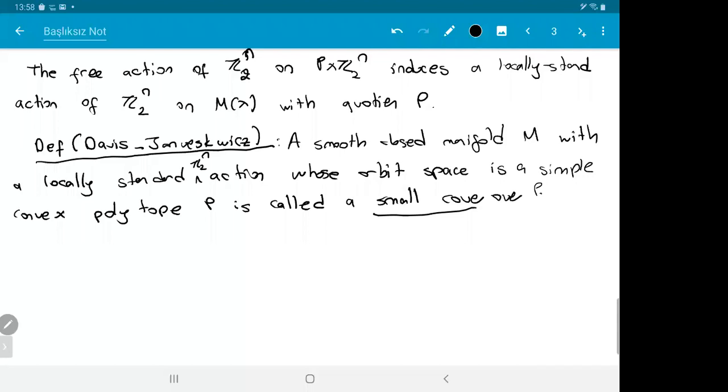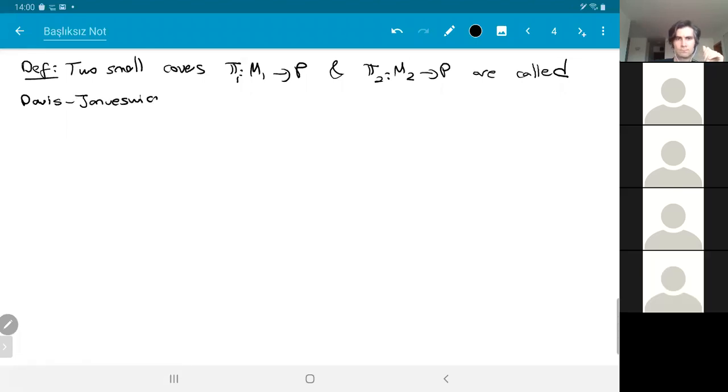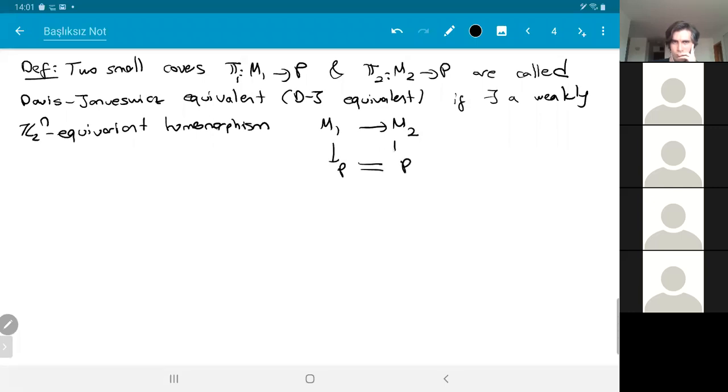So let M be a small cover over P, and let F be any facet. Two small covers are called equivalent, which I will call DJ equivalent, if there exists a weakly equivariant homeomorphism between them, which covers the identity.